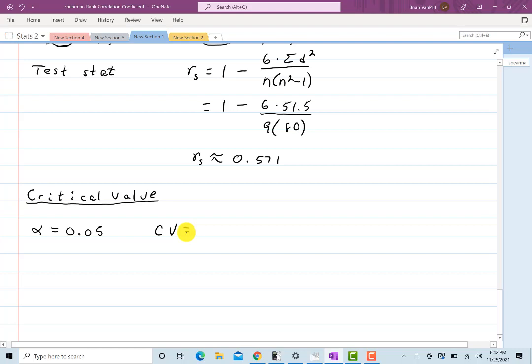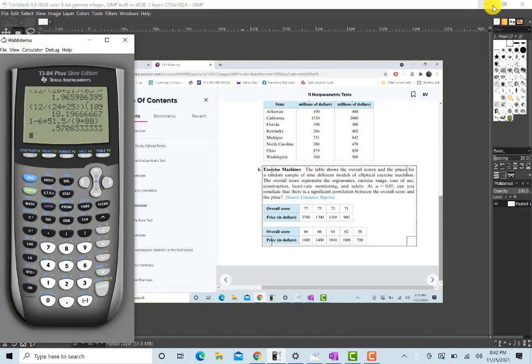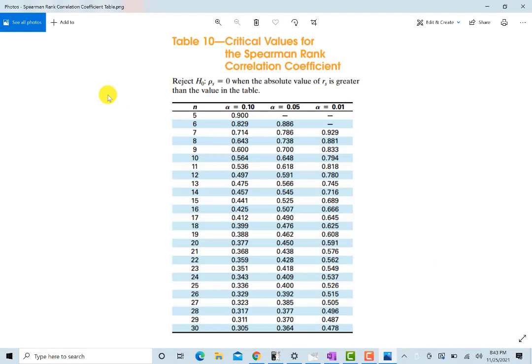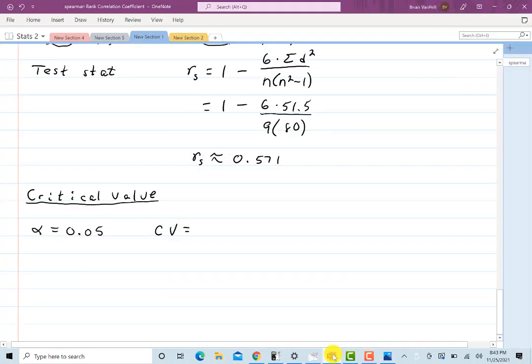What I want is the Spearman coefficient table. Let me go and find it on my desktop. Here it is. Here we go. So my n is 9, so there it is. And then I need to find alpha equals 0.05, and I see I have it. For the 9 row and the alpha equals 0.05 column, I have 0.700 as my critical value.